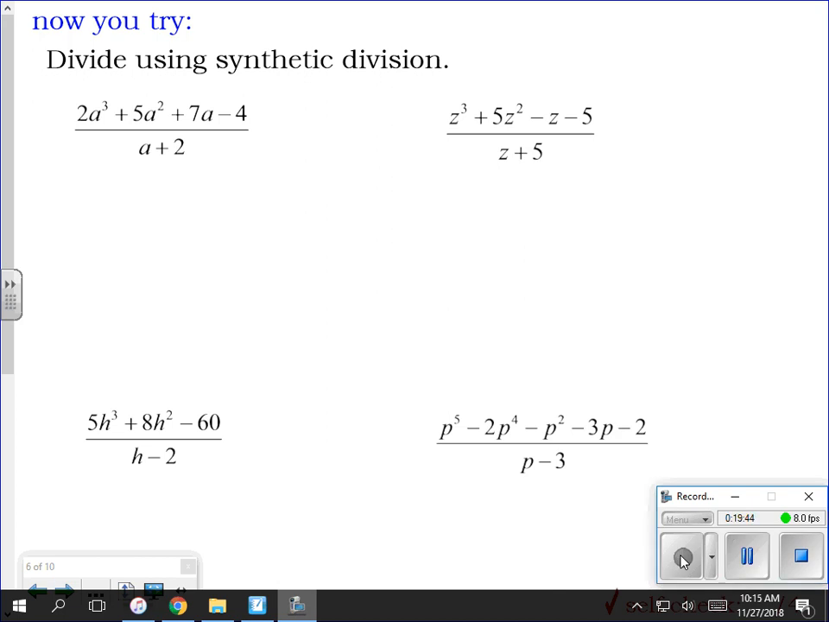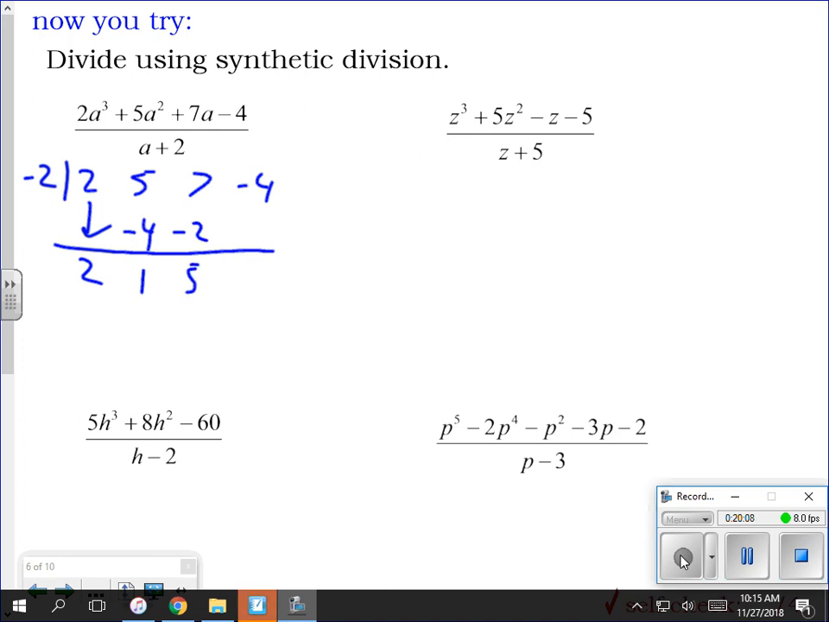Okay, let's go ahead and do these first 2 together. On the first one, I have -2. My coefficients are 2, 5, 7, -4. I don't have to worry about anything missing. Bring down the first one, I get 2, and then multiply and add. Negative 2 times 2 is negative 4. Add them together, I get 1. Negative 2 times 1 is negative 2. Add them together, I get 5. Negative 2 times 5 is negative 10. Add them together, I get negative 14. That's my remainder. So I have 2a squared plus a plus 5 with a remainder of negative 14.